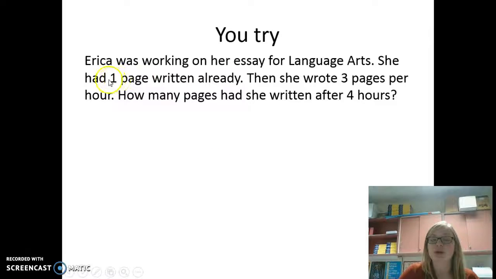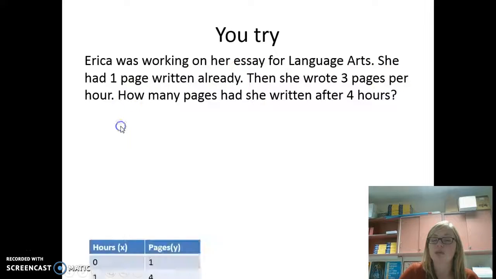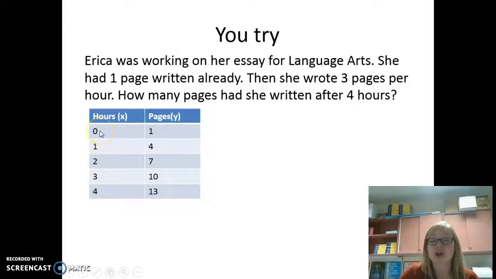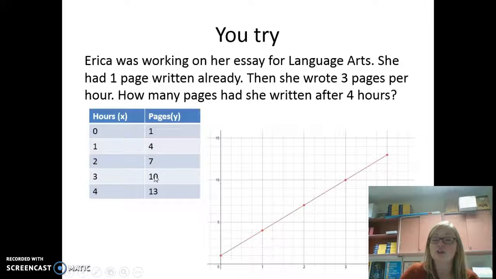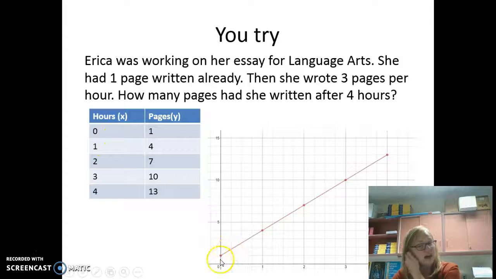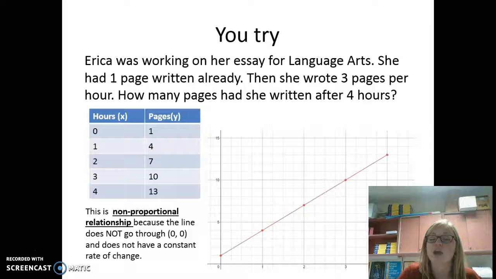Here's another example. Erica was working on her essay for language arts. She had 1 page written already. Then she wrote 3 pages per hour. So at 0 hours, she had started with 1 page. Maybe she did that during class. So then the first hour, she adds 3. Second hour, she adds 3. The third hour, she adds 3. Already, you can see when you graph this, it does not start at 0, 0. It starts at 0, 1. So this would be not proportional.